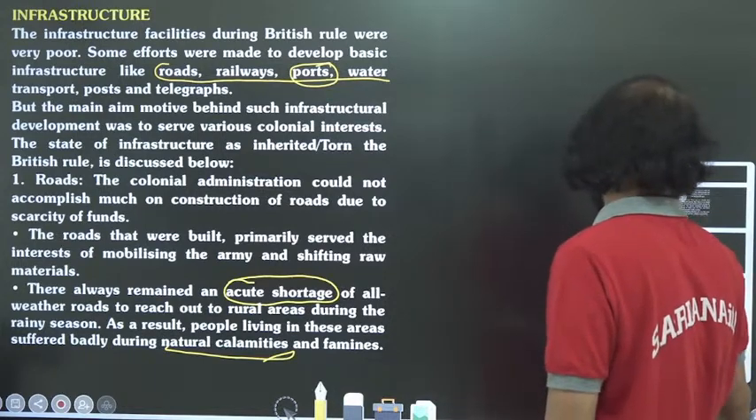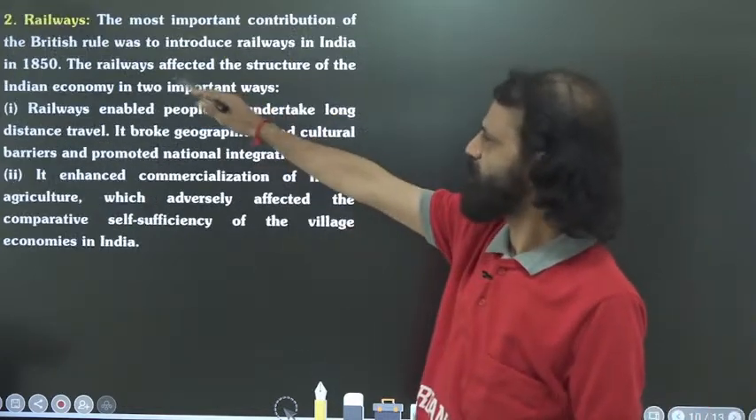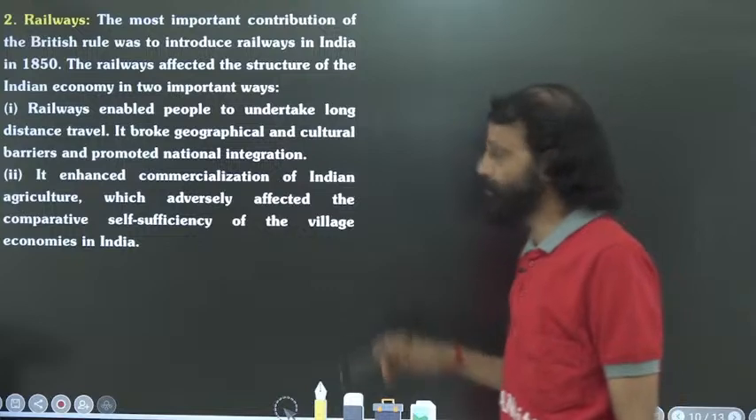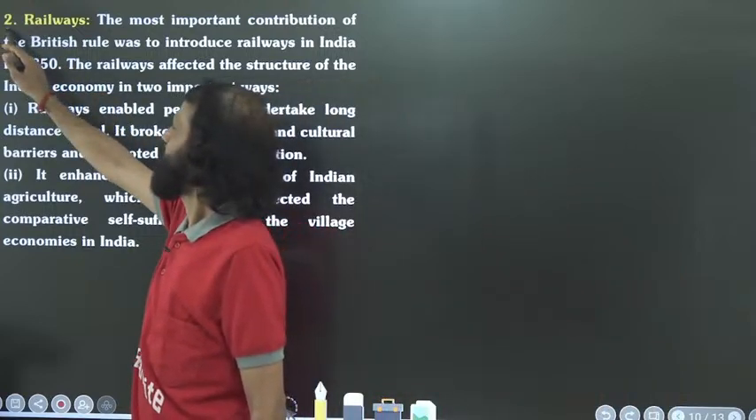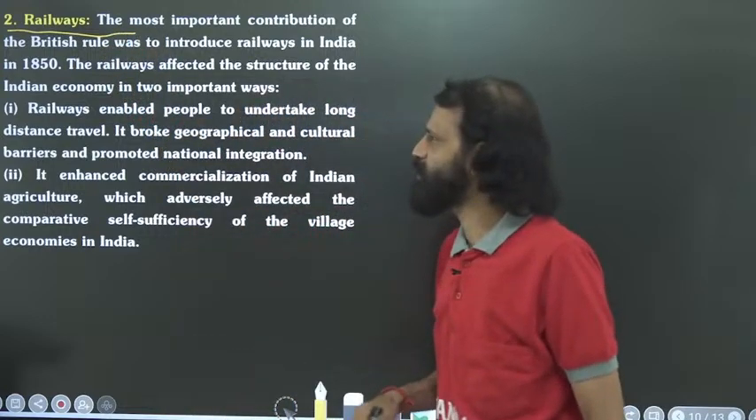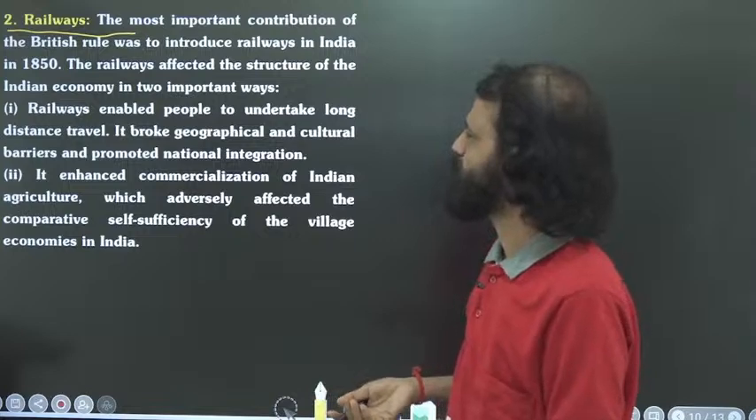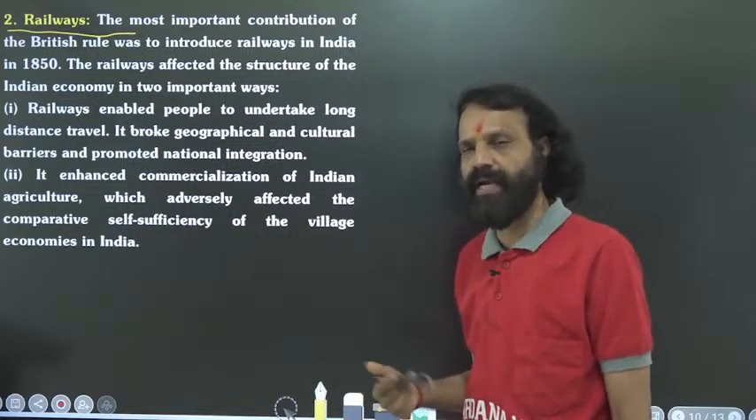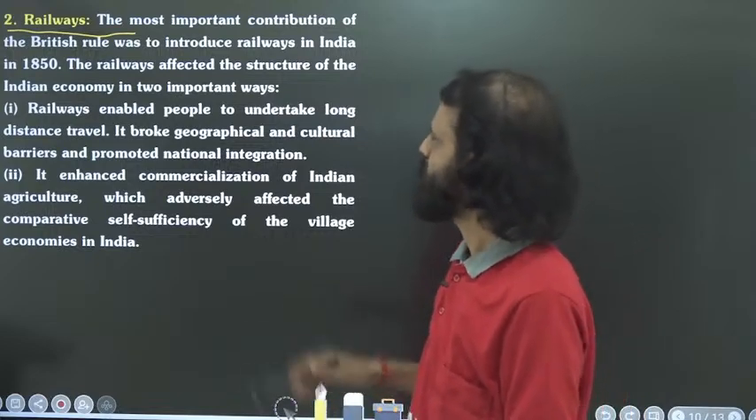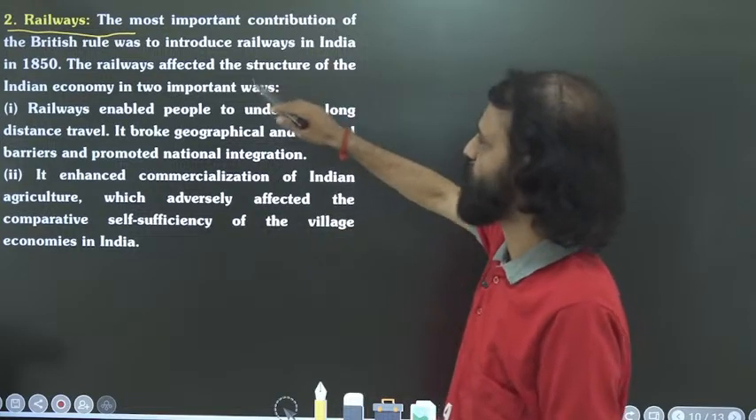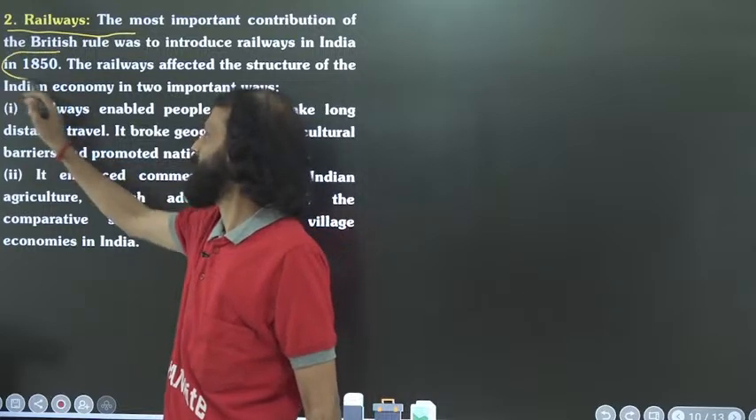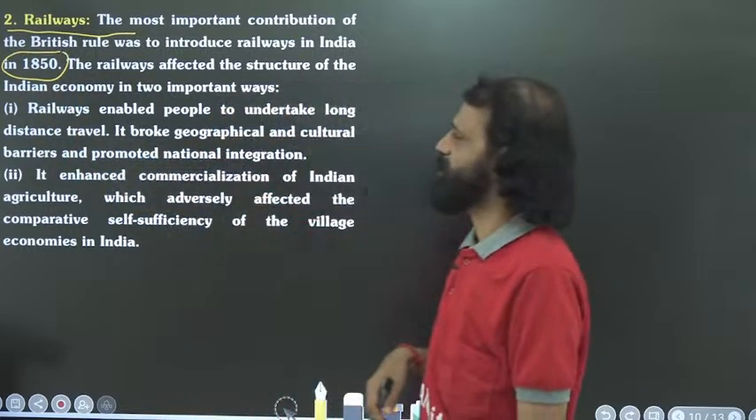The next step is the most important contribution of the British rule, which was to introduce railways in India. This point you need to remember. India got one of the best railways in the world. That is because of the Britishers only. Even though they made it for their administrative purpose, it is one of the best investments they have done. The most important contribution of the British rule was to introduce railways in India in 1950. This date you need to remember. In 1950, the Britishers introduced Indian Railway.